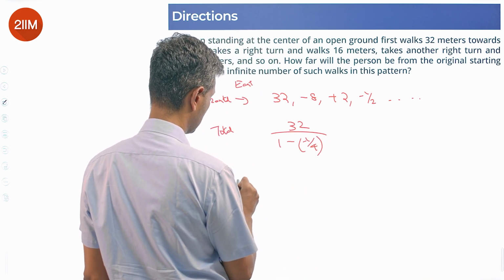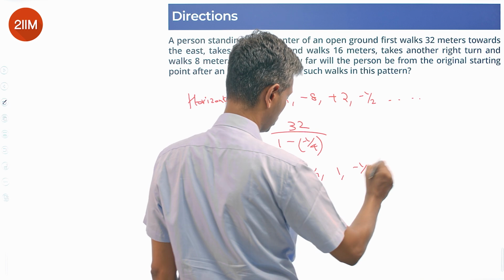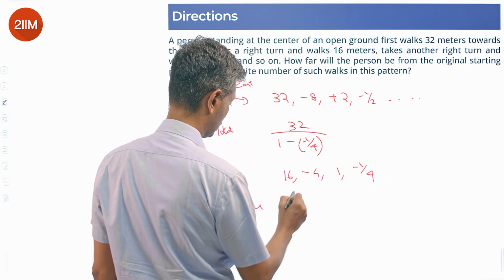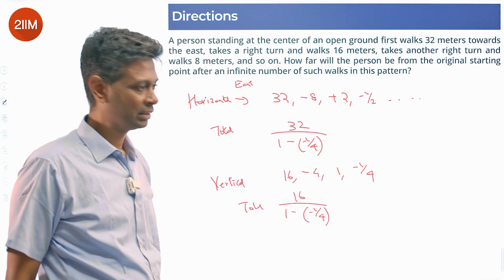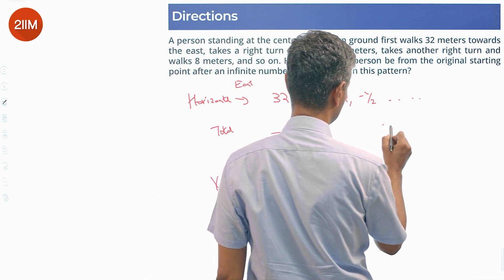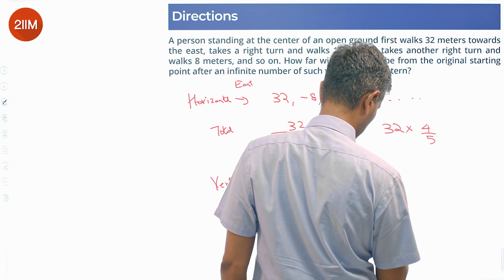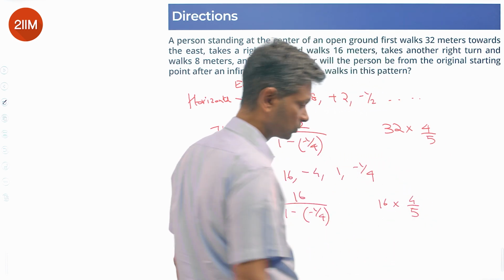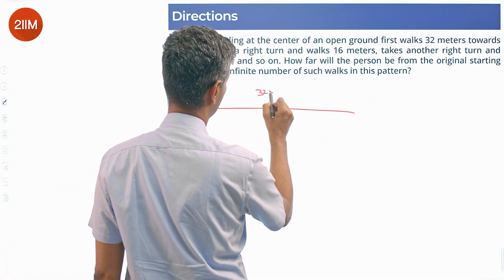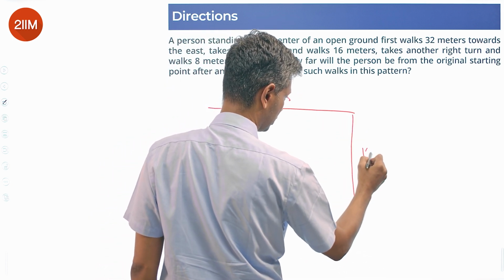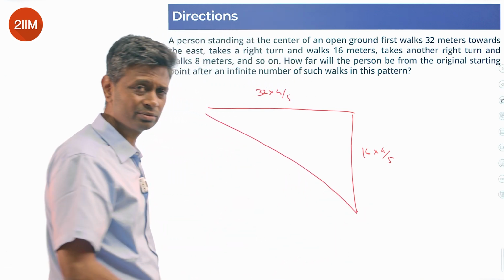Vertical distance is 16 minus 4 plus 1 minus 1/4, and so on. Total is 16 by 1 minus 1/4. This will be half of that. 32 by 5/4. This is 32 into 4/5. This is 16 into 4/5. What is the total distance? 32 into 4/5, 16 into 4/5. This square root of this square plus that square.